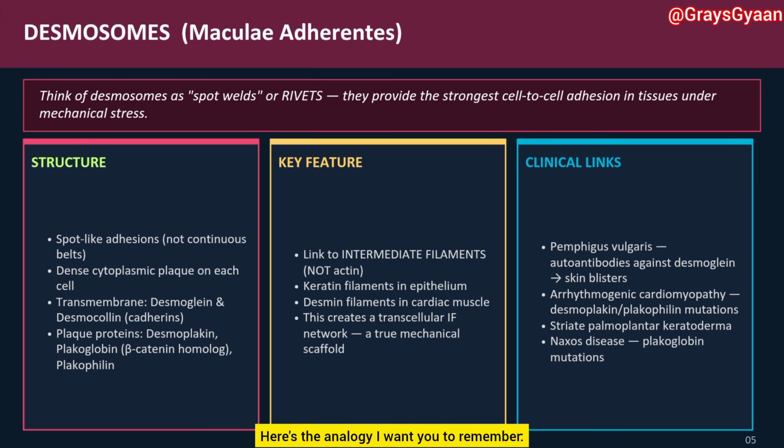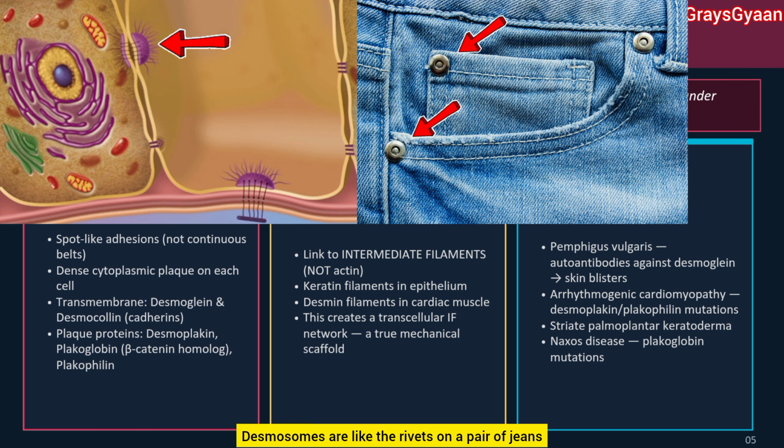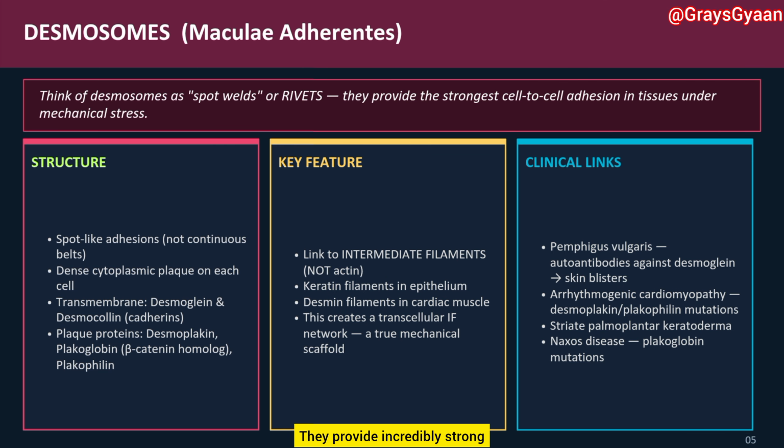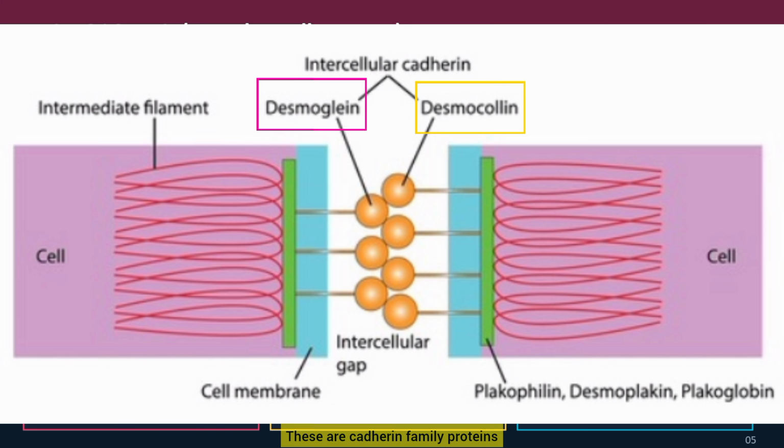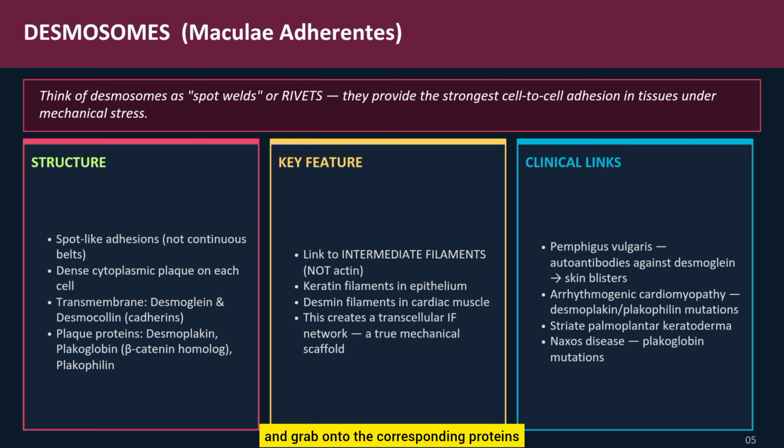Here's the analogy I want you to remember. Desmosomes are like the rivets on a pair of jeans. They provide incredibly strong, localized points of attachment. Now, the molecular structure is beautiful. On the cell surface, you have desmoglein and desmocollin. These are cadherin family proteins. They reach across from one cell and grab onto the corresponding proteins of the neighboring cell.